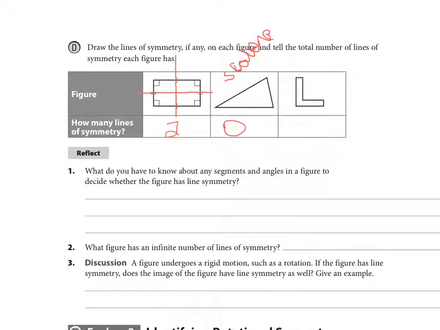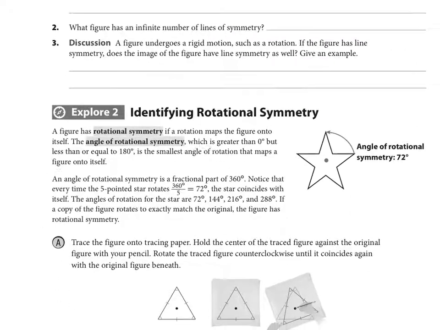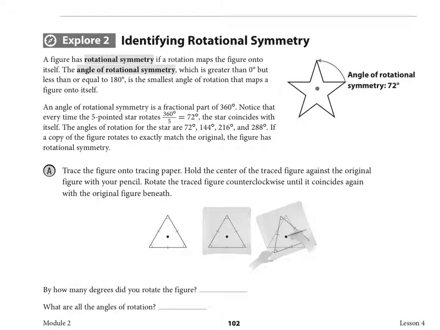Now this L, if I draw a line right through there, it would match up by flipping it over. And so it has 1 line of symmetry. Okay, so now we're going to move to the bottom of the page, and we're going to talk about rotational symmetry. A rotational symmetry is if a rotation maps the figure onto itself.